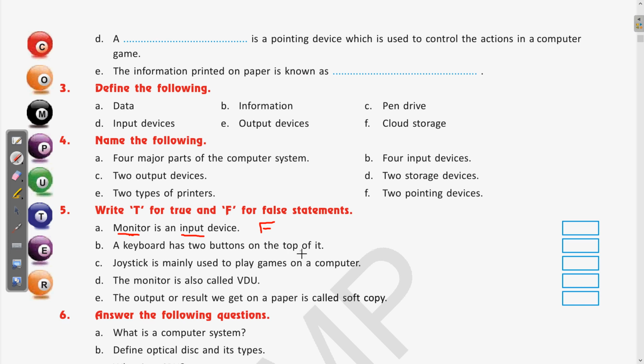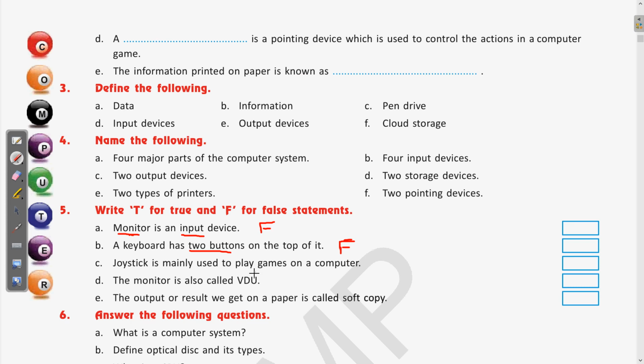Next one: a keyboard has two buttons on top of it. Is it correct? I don't think so. A normal keyboard has 101 to 105 keys, and this is talking about two buttons. So no, the keyboard doesn't have two buttons. Two buttons are present on top of a mouse. So this is also incorrect. The keyboard doesn't have two buttons on top. I hope this is clear. Now coming to the third question.